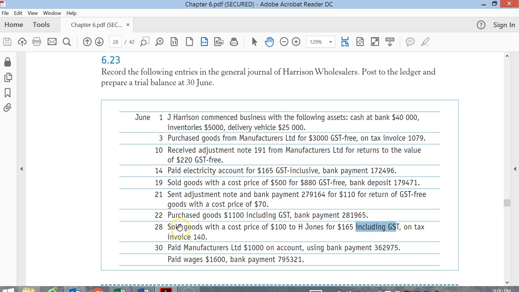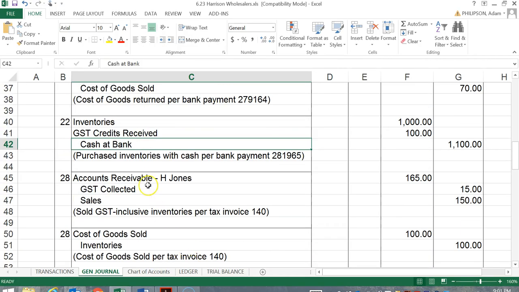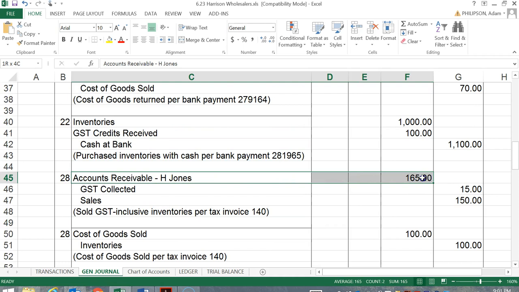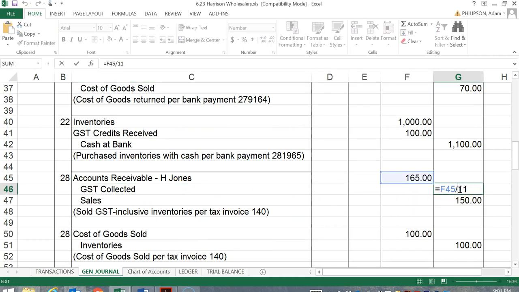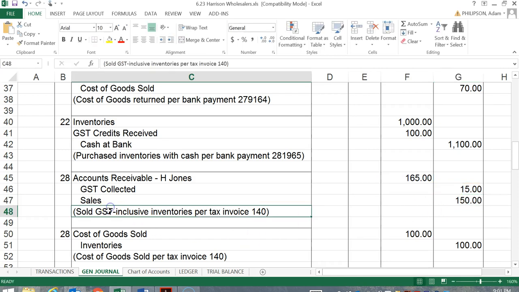On the credit side of our journal entry, we're going to have GST collected. We're selling stuff here. We are collecting GST from our customers on behalf of the tax office. So GST collected will be a credit, and the other account being sales. So our journal entry looks like this. Accounts receivable H. Jones $165. GST collected is 1/11 of the gross amount, and therefore our sales amount, or what we call the net amount of the transaction, is the gross amount minus the GST. Then a narration using the details we've been given.